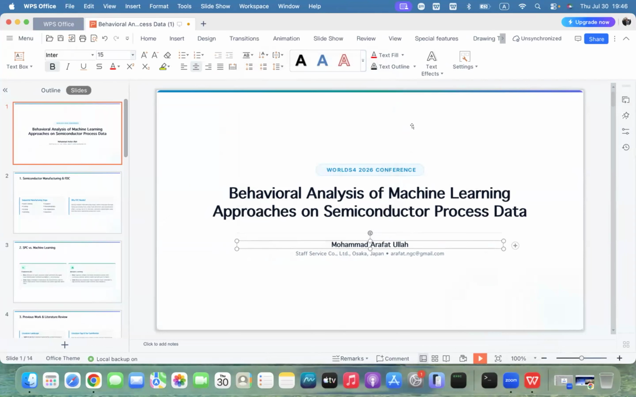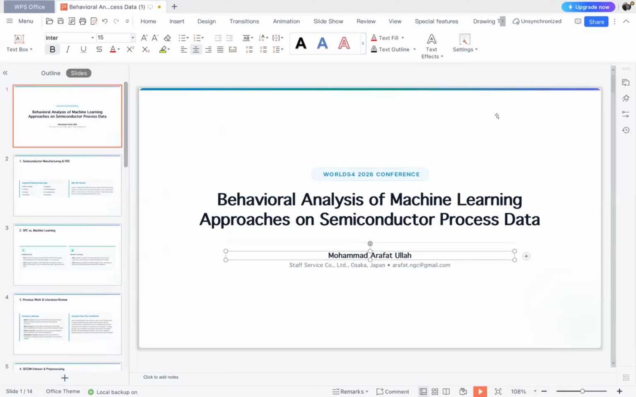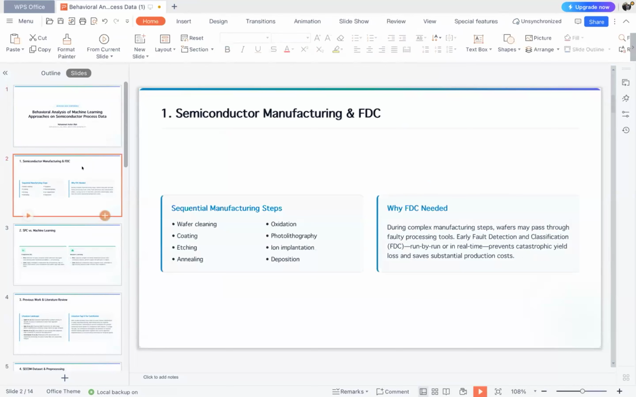I'm starting my presentation. My paper was regarding behavioral analysis of machine learning approaches on semiconductor process data. Usually, semiconductor manufacturing contains several steps such as wafer cleaning, coating, etching, annealing, oxidation, photolithography, ion implantation, and deposition. So why is FDC needed? FDC means fault detection and classification.